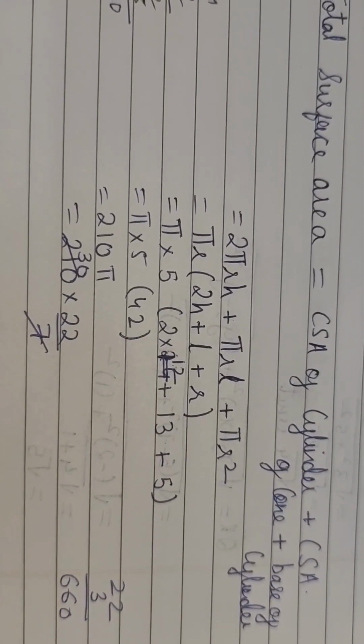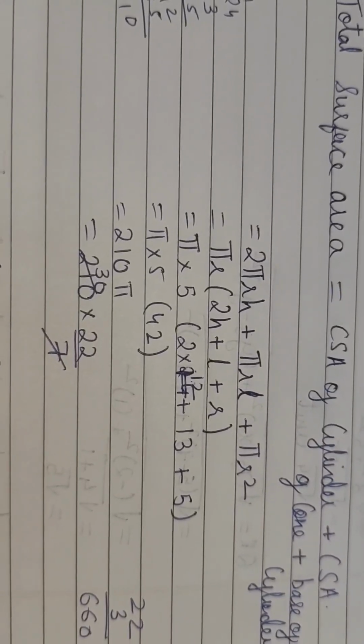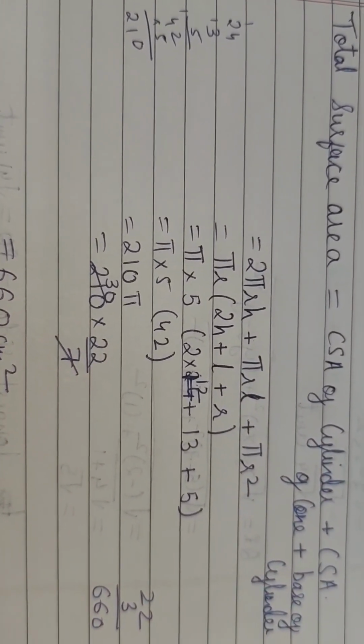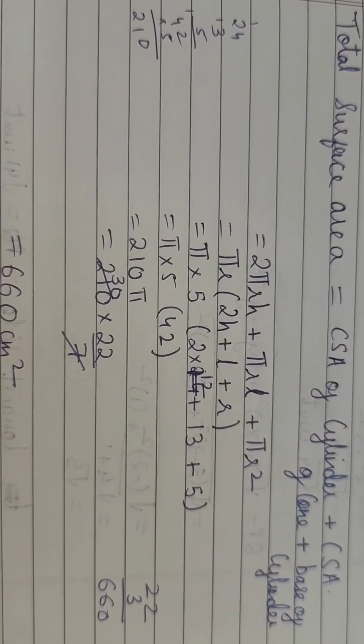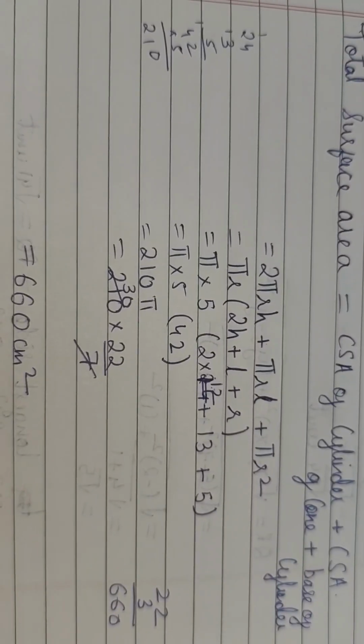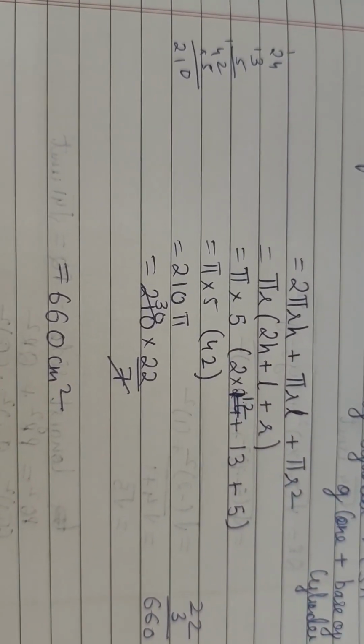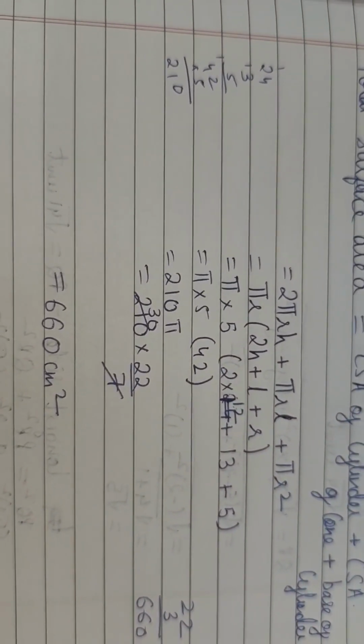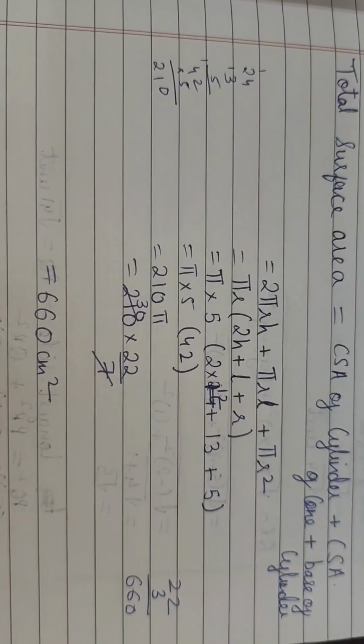After substituting, the final answer I will get is 210 pi. And then for the value of pi I have substituted 22 upon 7. So the final answer will be 660 centimeter square.